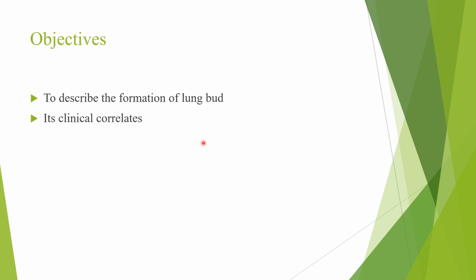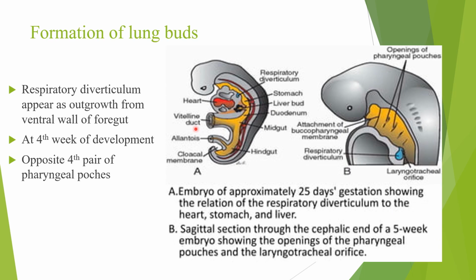So the main objective of today's slide is to describe formation of the lung bud and discuss its clinical correlates. Formation of the lung bud: the respiratory diverticulum appears as an outgrowth from the ventral wall of the foregut in the fourth week of development, opposite the level of the fourth pair of the pharyngeal arches. In this diagram you can see these are the fourth pharyngeal arches, and here the lung bud is developing. And in this diagram you can see this is the foregut and it is the ventral outgrowth from the foregut.